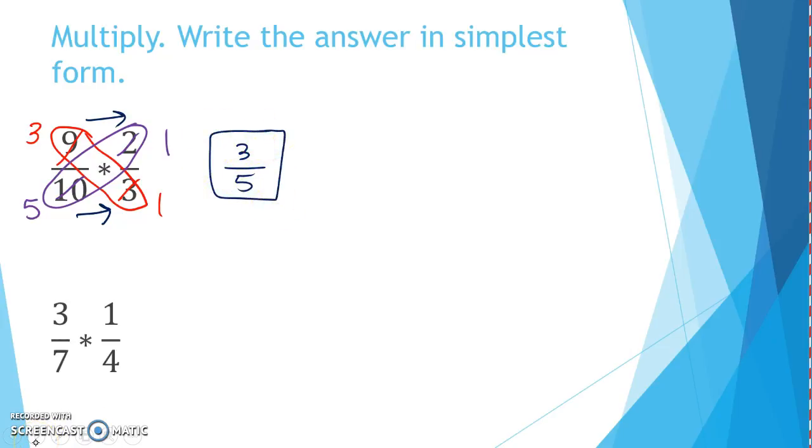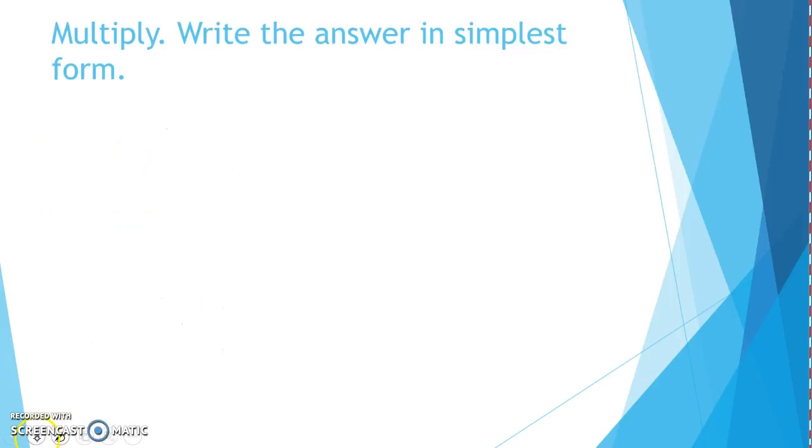Our next problem is 3/7 multiplied by 1/4. If we look at our diagonal numbers, there is no number we can divide them both by besides 1. So we actually here can just multiply straight across, and we'll get 3/28. So sometimes you can cross cancel with multiplication, sometimes you can't, but either way, the end step is always to multiply numerator by numerator over denominator by denominator.